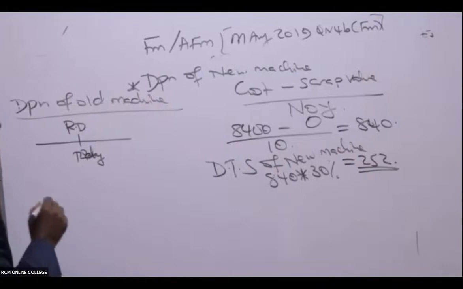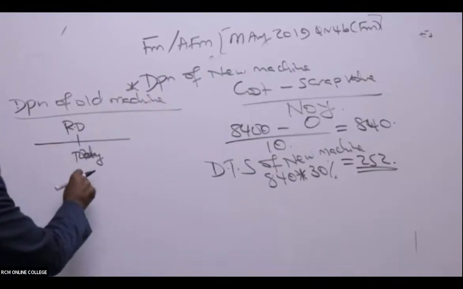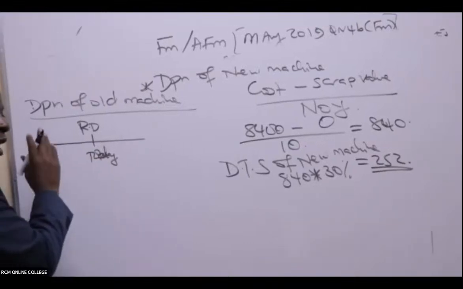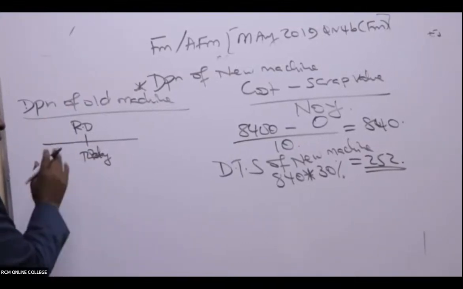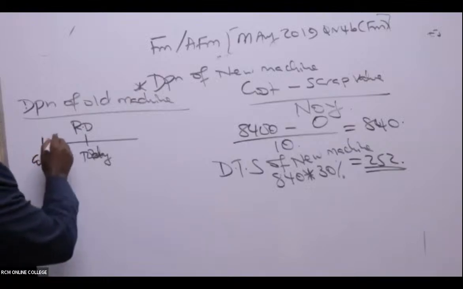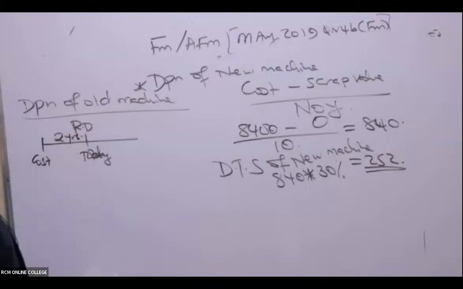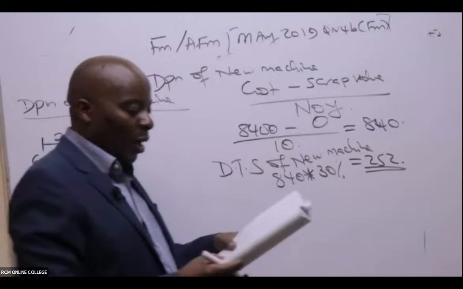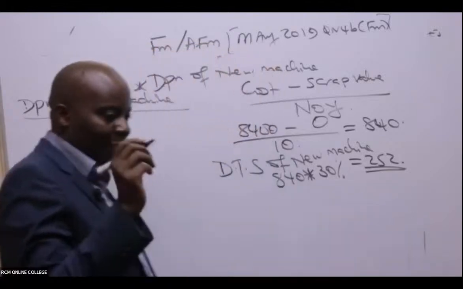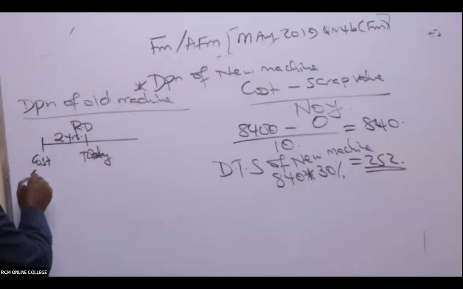So today, we are told this old machine, the existing machine, was acquired how many years ago? It was acquired 2 years ago. At what cost? This existing machine was acquired 2 years ago at a cost of 4,000. Remember, we are cutting the 3 zeros. At a cost of 4,000.